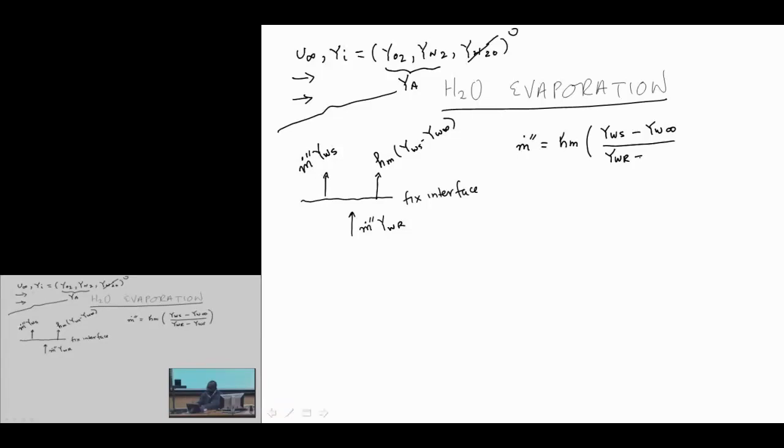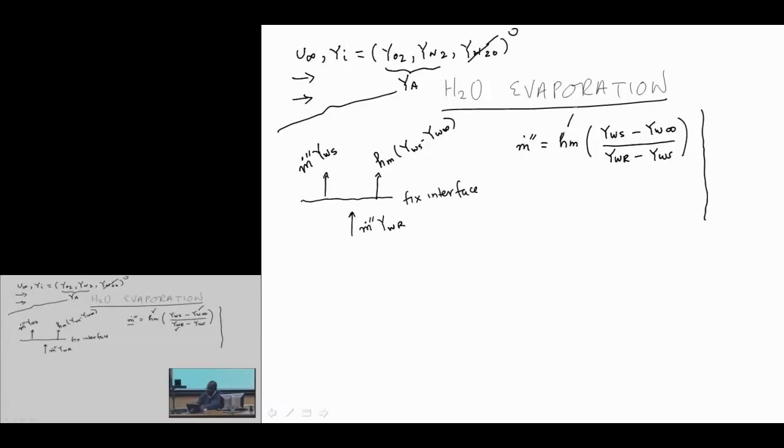YWS. Now, I just want to keep track of the number of equations and number of unknowns. So right now, the assumption is we know HM. So HM is known. Everything I put a check on is known. We know YW infinity. We know YWR. We don't know m dot double prime, the mass flux. That's in fact what we're looking for, and we don't know YWS. We don't know what the surface value of the mass fraction of water is.